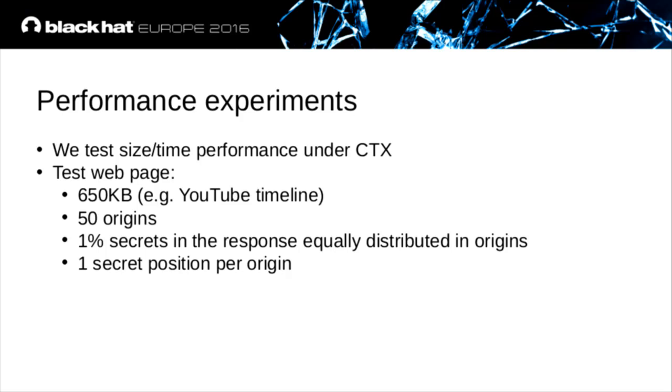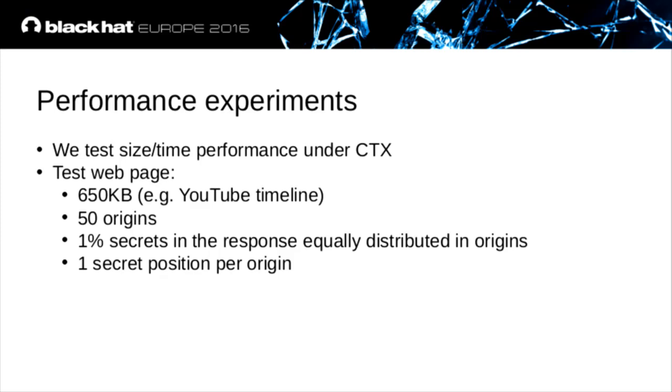In order to measure our defense, we test the size overhead that is added to the response. So this is actually the bandwidth penalty when the server is sending the responses over the network, and the time performance, which translates to the server time, the time the server needs in order to apply CTX, and the time that the client needs in order to depermute the secrets that were sent over the network.